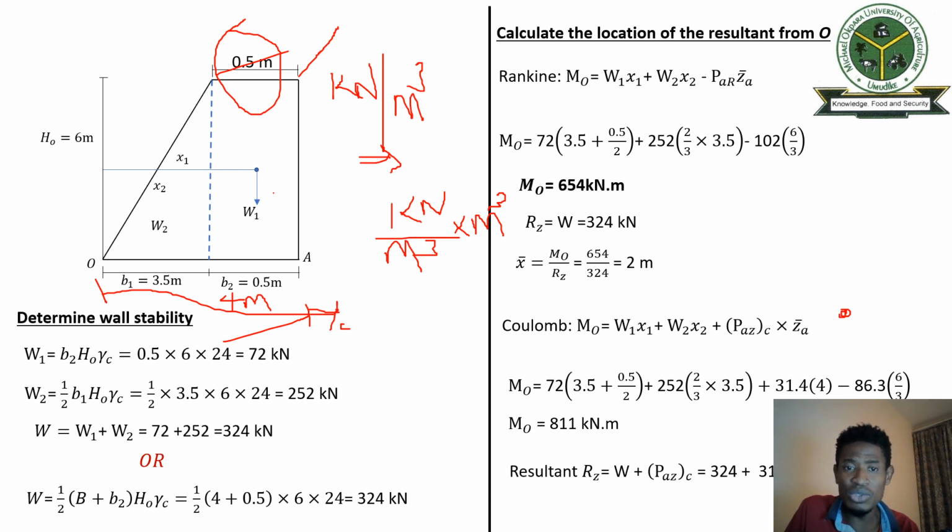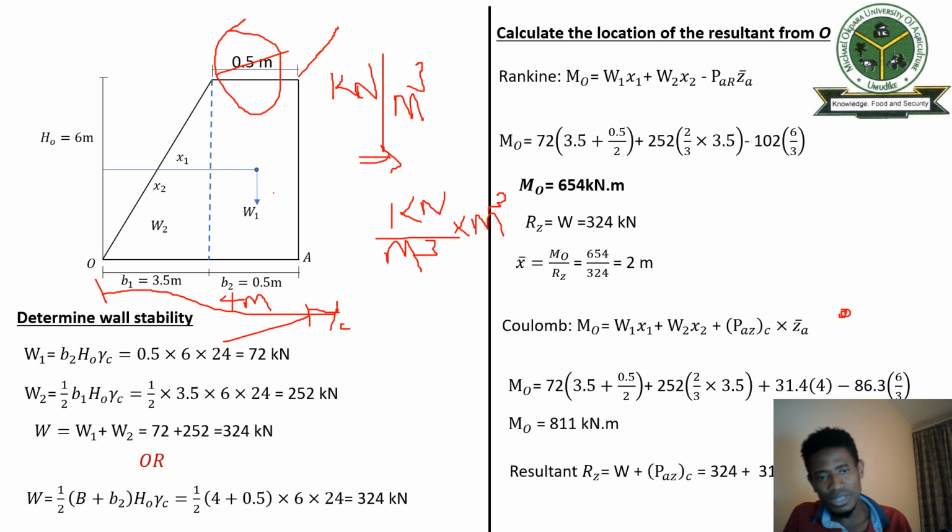It's not given in the question, but with common sense and your engineering knowledge, you can get it. So when you get 1 over 2 multiplied by 3.5 times 6 times 24, you will have 252 kilonewton. So to find the whole weight of the wall, you are going to say the weight of W1 added to the weight of W2, and you get the weight of the wall.